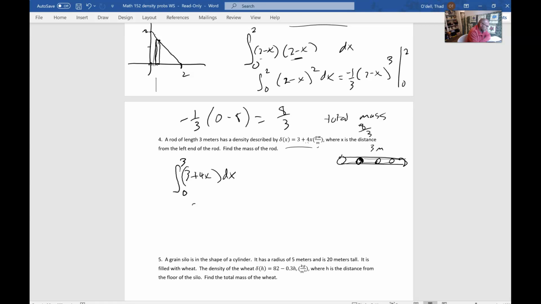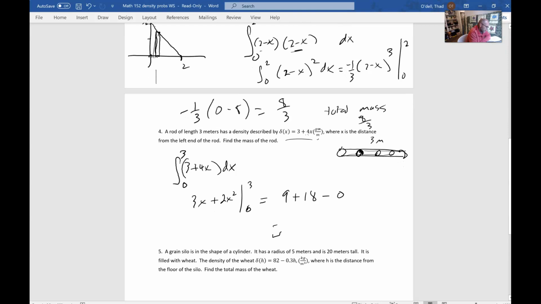So that would be what? 3x plus 2x squared evaluated from 0 to 3. And that would be 9 plus 18 minus 0, which would be 27. And that would be 27 grams, wouldn't it?